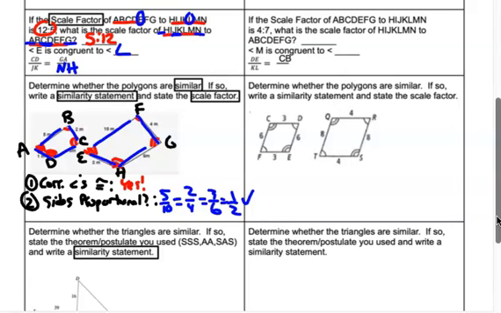So to answer the question, we need to do what they said, similarity statement. First thing for that is put the letters in order. A, B, C, D, squiggle, E, F, G, H. And then the scale factor from left to right is 1 to 2.